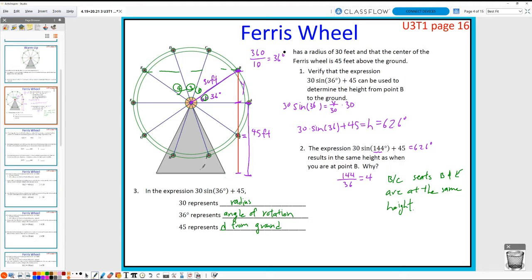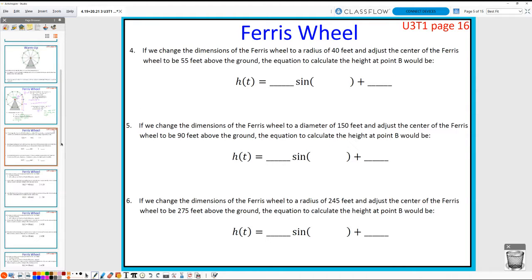So we can actually create a general equation or formula for the height at any point. We can say H is equal to R sine theta plus D. Okay, later today we're going to break this piece down a little bit, but theta still means the angle that we have.